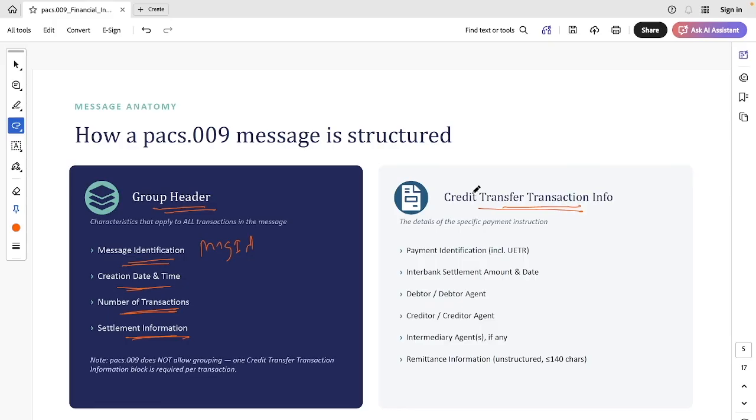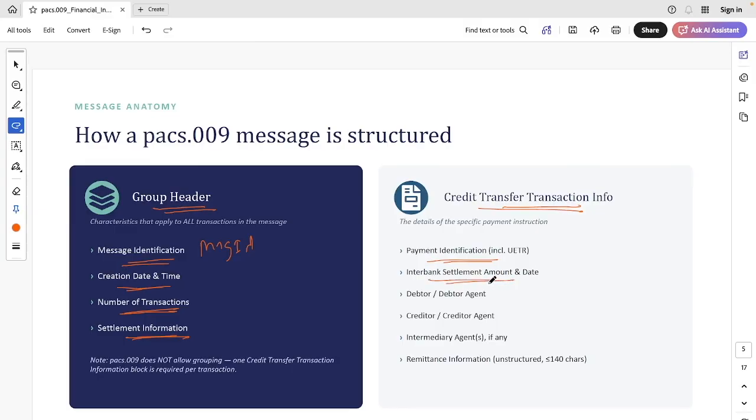Okay, now let's move to the second part. That is the credit transfer transaction information. This is where the actual payment information is captured. Payment instruction details are captured. It includes the payment identification, such as your instruction ID, end-to-end ID, UETR, transaction ID, and so on. Then it has an interbank settlement amount and date.